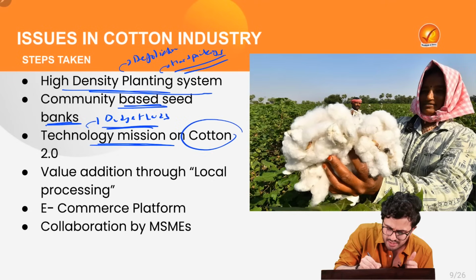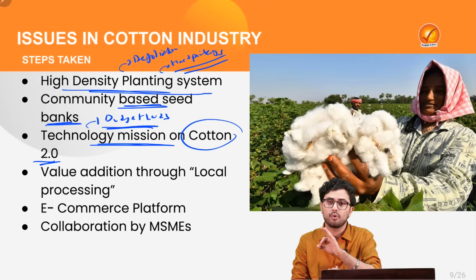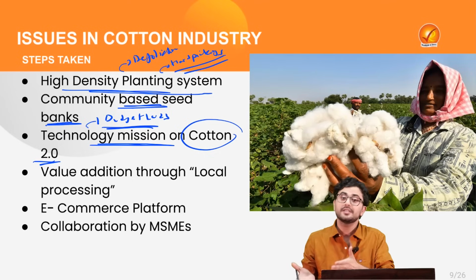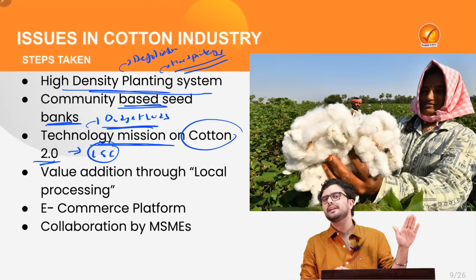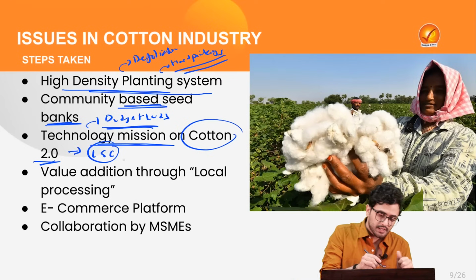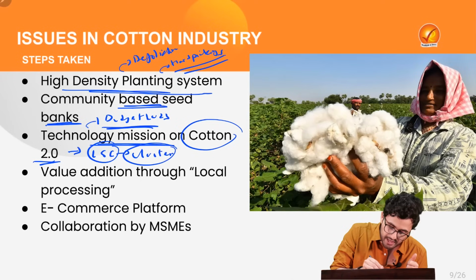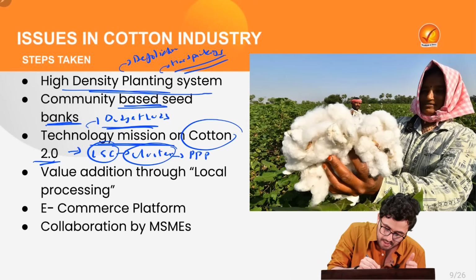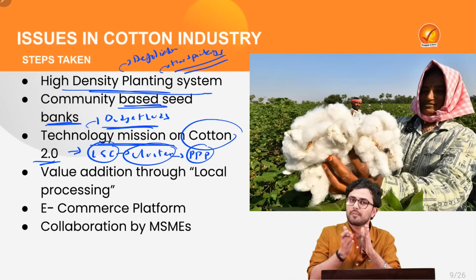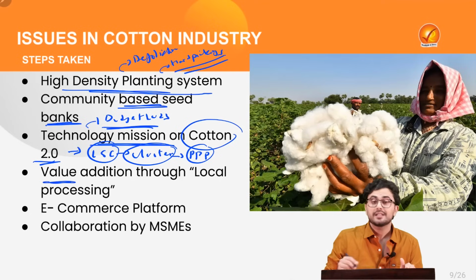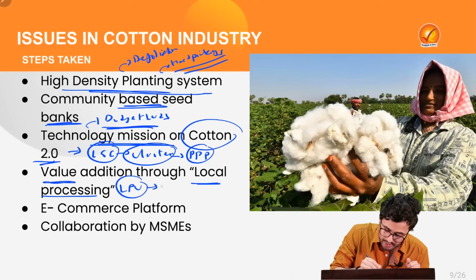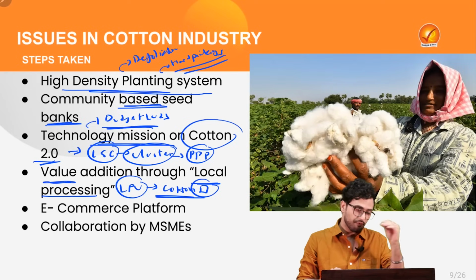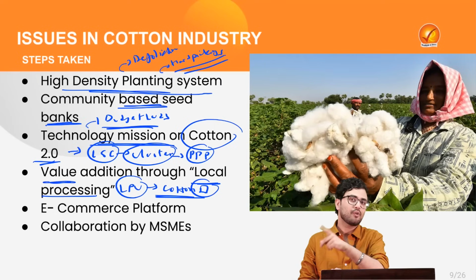Also, in the budget 2023, the government has launched a technology mission on cotton 2.0, under which we are trying to increase our production capacity for long staple cotton, which is in high demand in the international market. For this, we are going with a cluster based production method on a PPP model, or public private partnership model. Also, we can strive to do value addition by creating local processing units near these cotton producing areas, which will ultimately lead to value addition and better price discovery for these cottons.